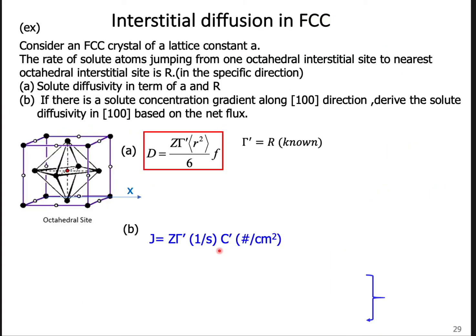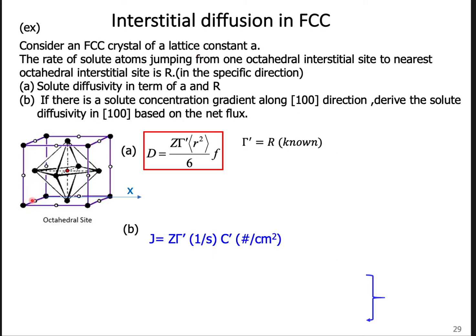In order to make sure you really understand, let me give you another example: interstitial diffusion in FCC. So now we consider an FCC structure with lattice constant A. First of all, you need to draw the unit cell of FCC, right?